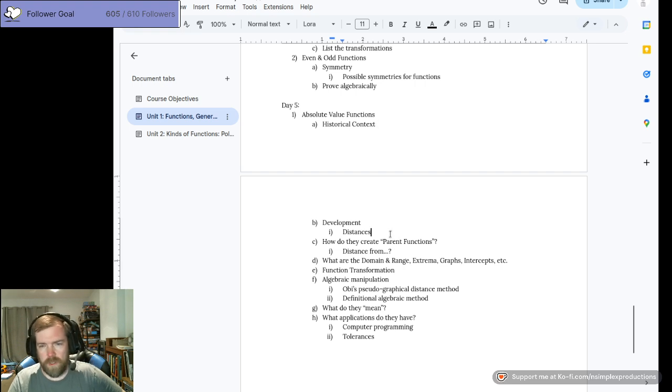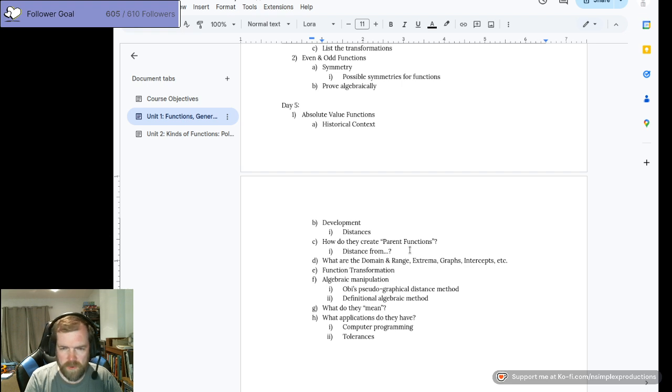We talked about how they are specifically distances, right? How do they create the parent function? What is the absolute value of x? What does it mean? Going to go through the basic properties of the function itself. So what are domain and range, extrema, graphs, intercepts, etc.? How can we express this thing in terms of all the different function properties we were talking about before?